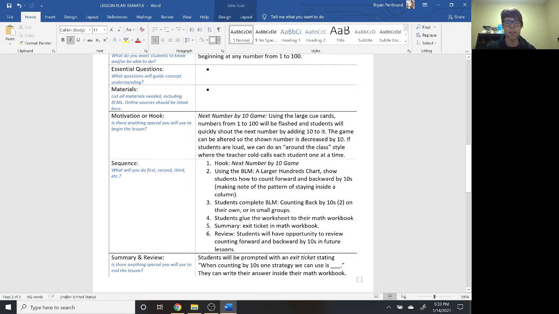So I thought that maybe a fun way with my grade 2s might be to start with a little bit of a game. So I was thinking maybe I could use some large cue cards. I could write down an assortment of numbers between 1 to 100. And I could flash those cards to the students, and then they could shout the next number by adding 10 to it. I can alter this game to allow them to tell me the number that would be 10 less than the number shown.